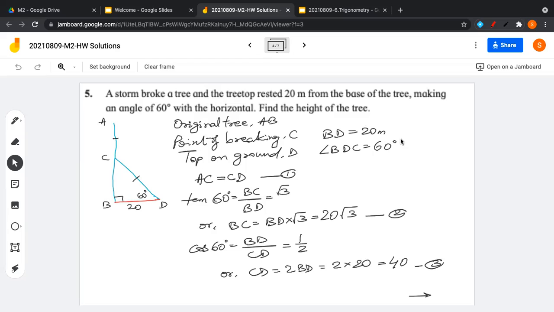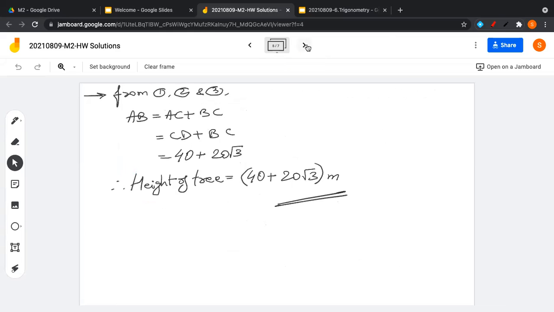So wherever there is some calculation, I could not write the entire solution on one page. I had to write it on the other page also. So this is how the solution starts, and this is how the solution ends. Here also, if you write 40 plus 20 root 3, or if you write 20 root 3 plus 40, both are correct. Just ensure that you write brackets around them, and then put the unit as meter, unit of measurement.